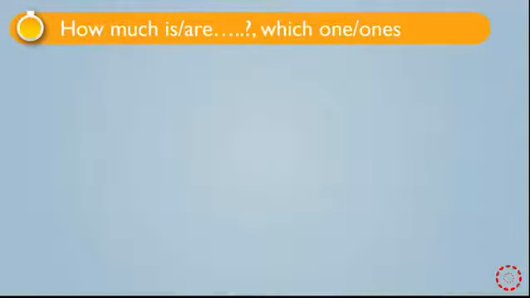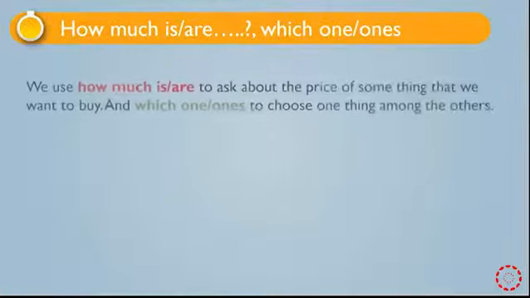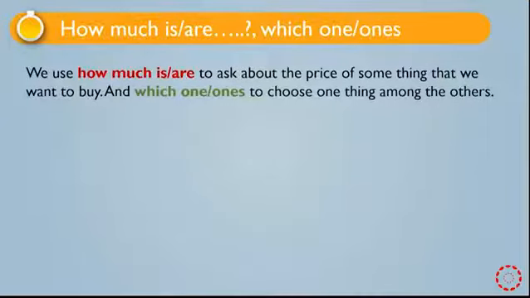We have another subject, which is how much is, or how much are, or which one. We use how much is or how much are to ask about the price of something that we want to buy. We use how much to ask about price, and which one or which ones to choose one thing among the others.